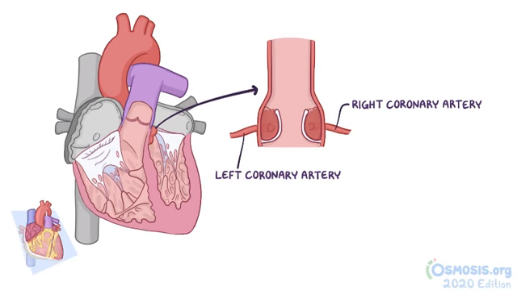During ventricular relaxation, when the semilunar valves are closing, the backflow of blood towards the heart fills these sinuses, and the force of this backflow is what allows the left and right coronary arteries to fill.